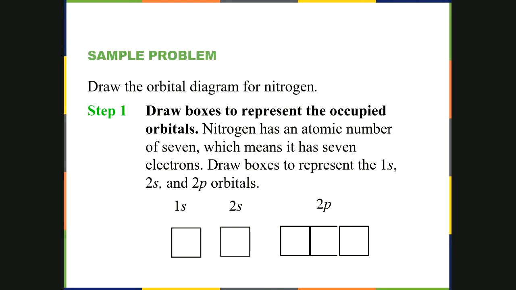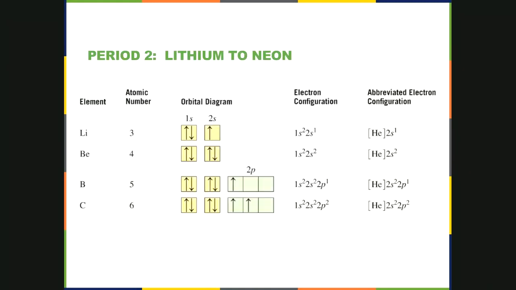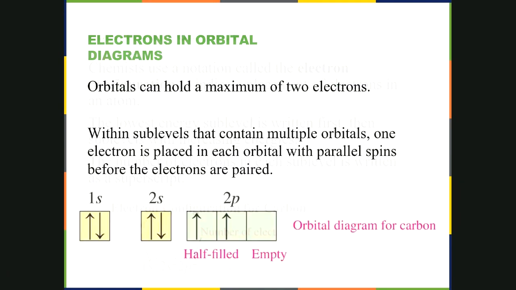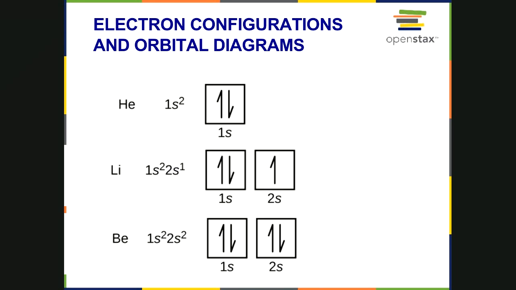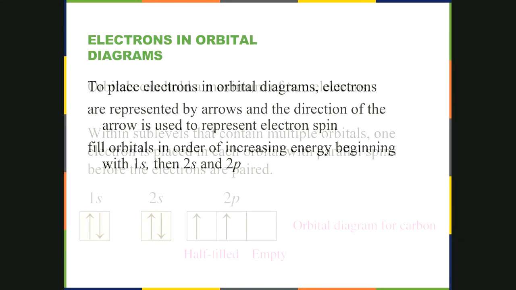So here's an example. We want to draw the orbital diagram for nitrogen. If I was to do that, I would first want to find nitrogen on the periodic table. And I notice nitrogen is here. So I just look at the orbitals I need: 1s, 2s, and 2p, because nitrogen ends in that 2p block. So I'm going to draw boxes for the orbitals that I need.